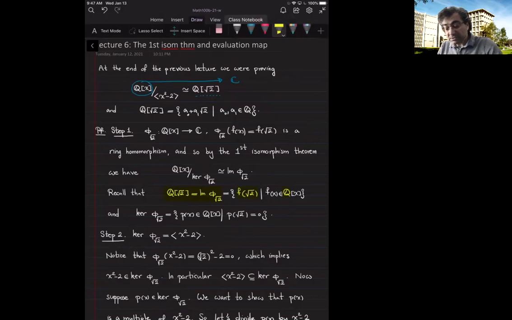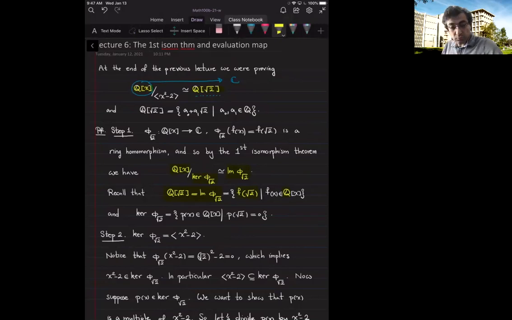Okay, and what does the first isomorphism theorem tell us? It says that the factor ring of the ring of polynomials with coefficients inside Q modded by the kernel of the evaluation map is isomorphic to the image. Okay, so far we are on a good path in the sense that this side is exactly what we wanted, and the other side is a quotient ring of Q bracket X. Now, what else do we need?